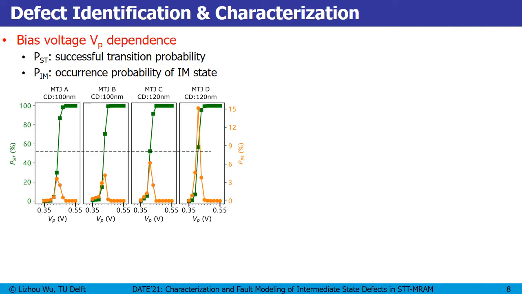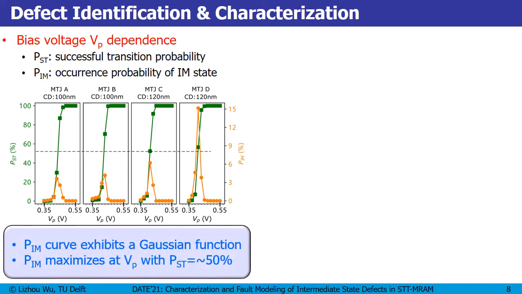So what does the occurrence probability of intermediate state depend on? Well, we did a lot of characterization on our devices with different sizes, and we found it depends on a couple of factors. First, bias voltage. In this figure, P_ST means successful transition probability, and P_IM means occurrence probability of IM states. And you can see as the voltage increases, the intermediate state, so this orange curve, increases in the beginning, and after reaching a peak, it goes down. And this is a general rule for all defective devices.